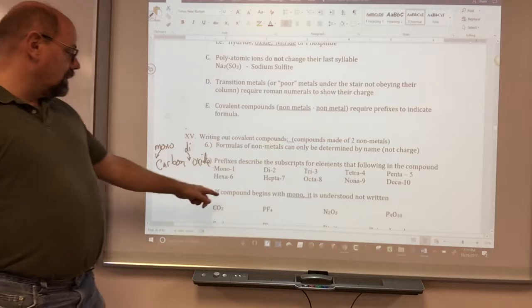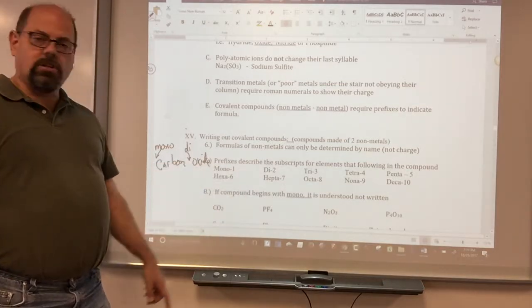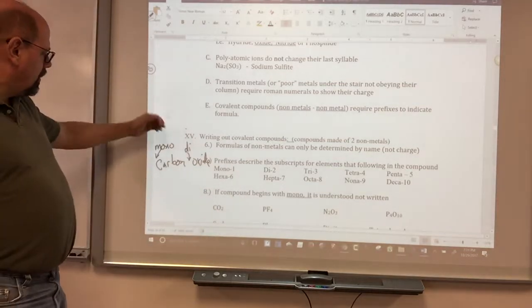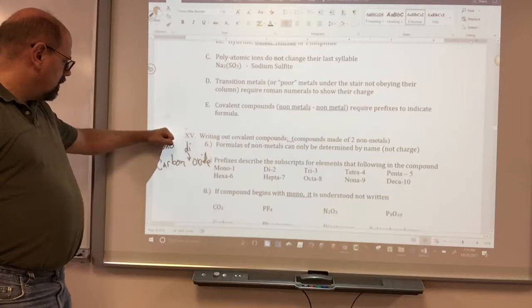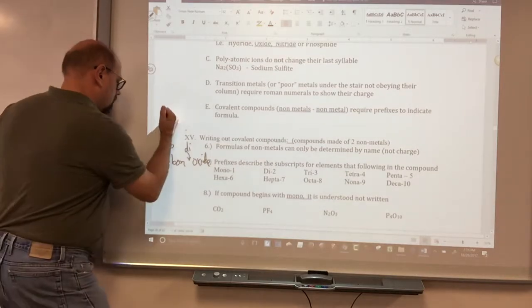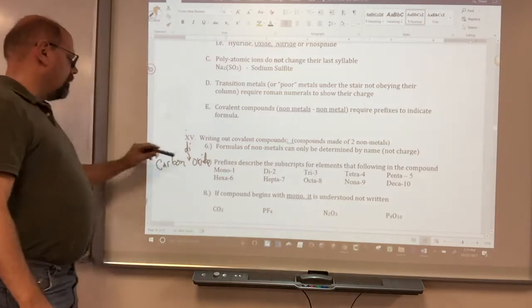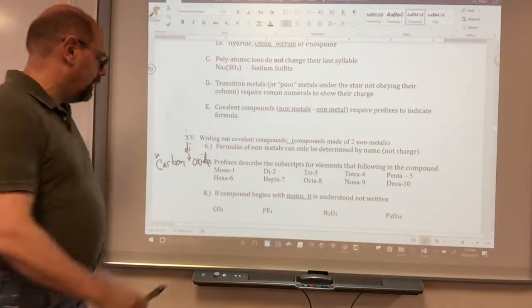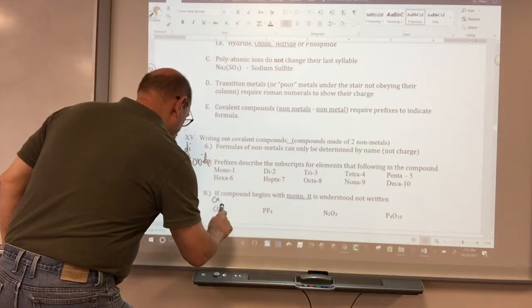Now, there is a rule that says if the word begins with mono, it's understood and you don't have to put the mono there at the beginning. Carbon dioxide is what that one is called. Okay, so carbon dioxide.